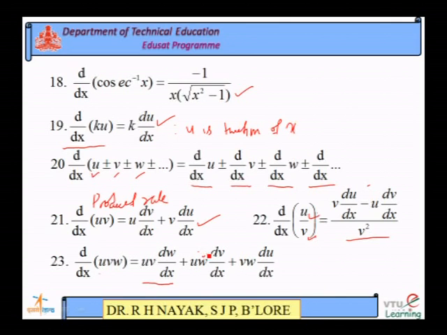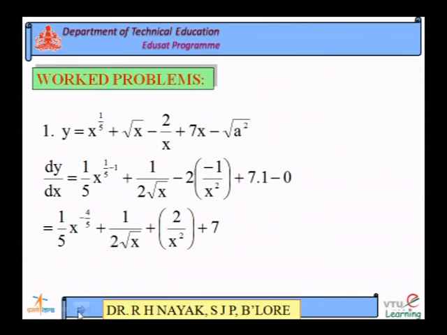By keeping 2 as it is, 1 has to be differentiated. Like that we have to differentiate all the three terms by putting plus sign. Based on this formula, let us work out a few problems. Take the first problem. The given function is what?